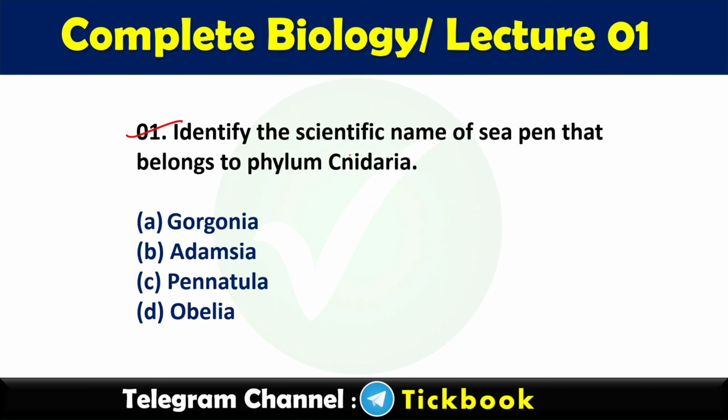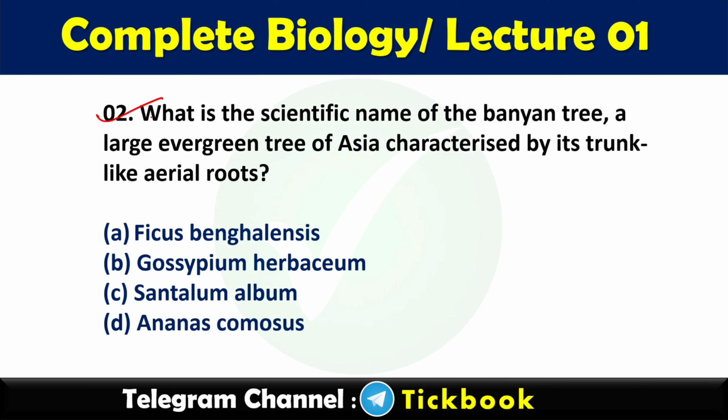First question. Identify the scientific name of sea pen that belongs to phylum Cnidaria. Option number C, Pennatula, is the right answer. Question number 2. What is the scientific name of the banyan tree, a large evergreen tree of Asia characterized by its trunk-like aerial roots? Option number A, Ficus bengalensis.